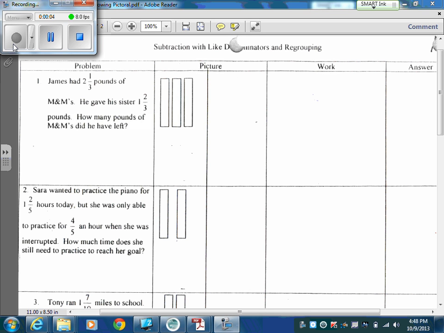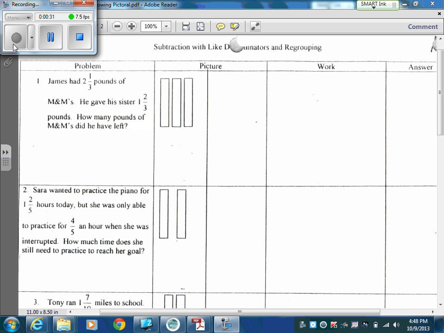This video is about subtracting fractions. But this time we're subtracting with regrouping, or we also call it borrowing. It says that we have like denominators, so each of them will have denominators that are the same for this exercise. So we have our four columns again: problem, picture, work, and answer.